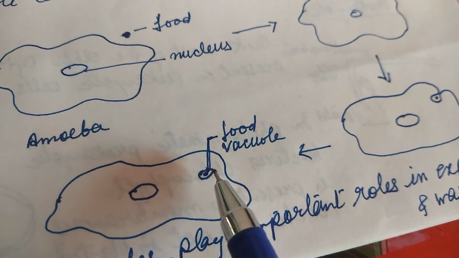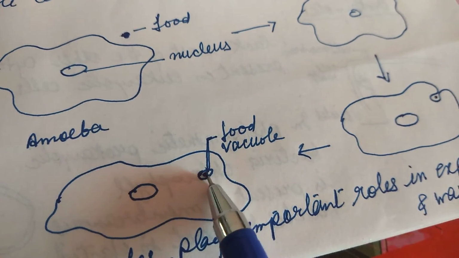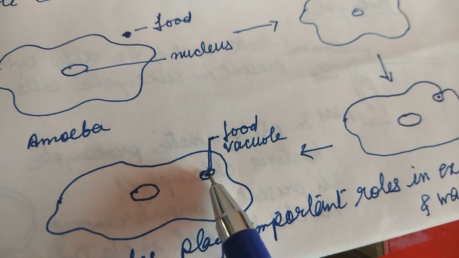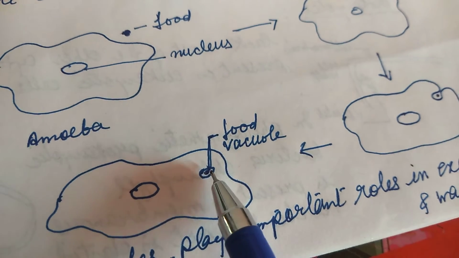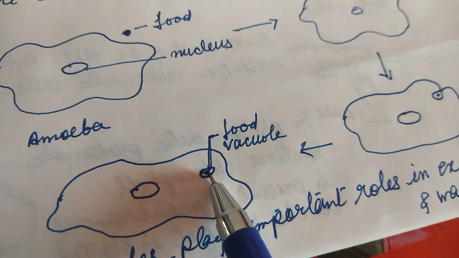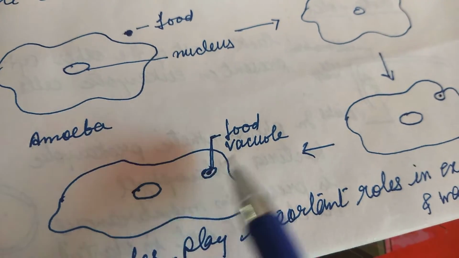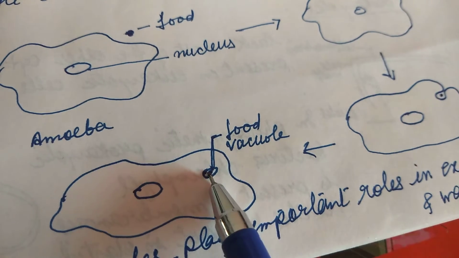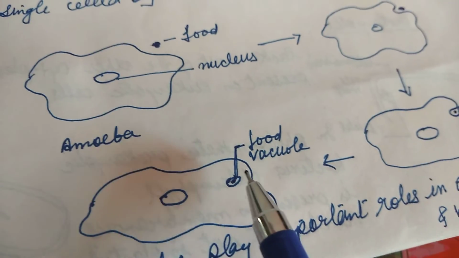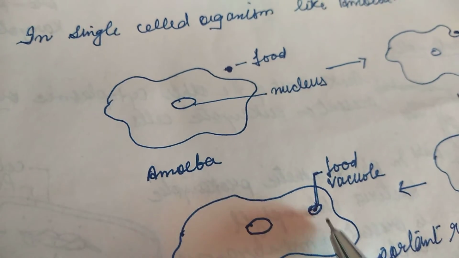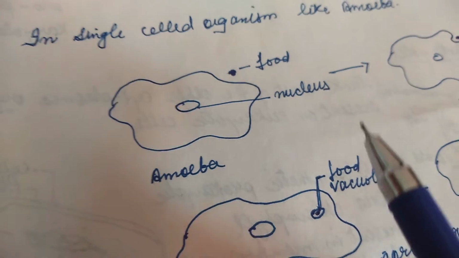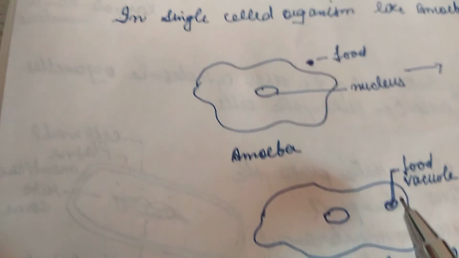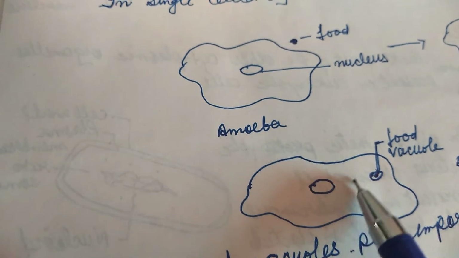Vacuole is a very simple organelle, just a sac-like structure, and inside that there are some solid or some liquid contents. So here a food vacuole is something solid. It can be liquid, it can be solid. So both ways it can be. So this is vacuole. And one more role of vacuole is to remove excess water.